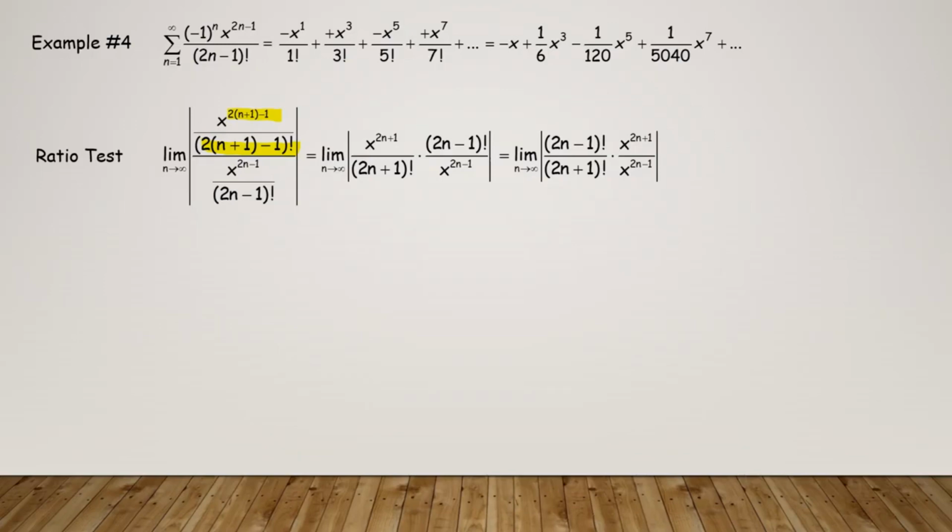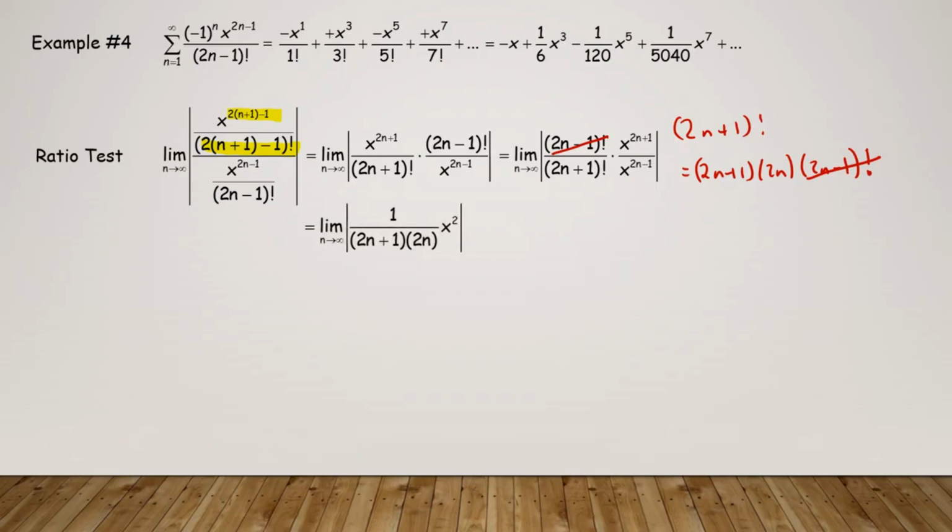quantity factorial? So 2n plus 1 quantity factorial is 2n plus 1 times 2n times 2n minus 1 times 2n minus 2 and 2n minus 3, and so on until you get down to 1, which we can take, those terms starting at 2n minus 1, and write as a factorial. And that's helpful because then we can cancel out those particular pieces. And we'll come up with 1 over 2n plus 1 times 2n.